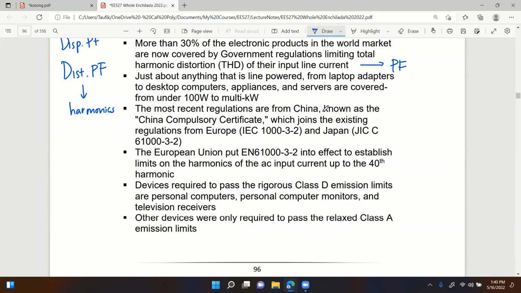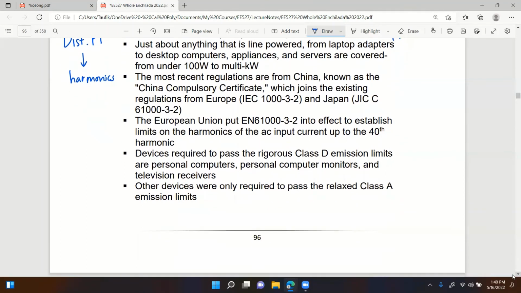The most recent regulations are from China, known as the China Compulsory Certificate, which joins the existing regulation from Europe, IEC 1003-2, and Japan, GICC 6100. The European Union also put another regulation into effect to establish limits on harmonics of the AC input current, basically limiting power factor as well. So harmonics and power factor go hand in hand. If you have a lot of harmonics, then your power factor is going to be very low. If you have less harmonics, the power factor is going to be high.